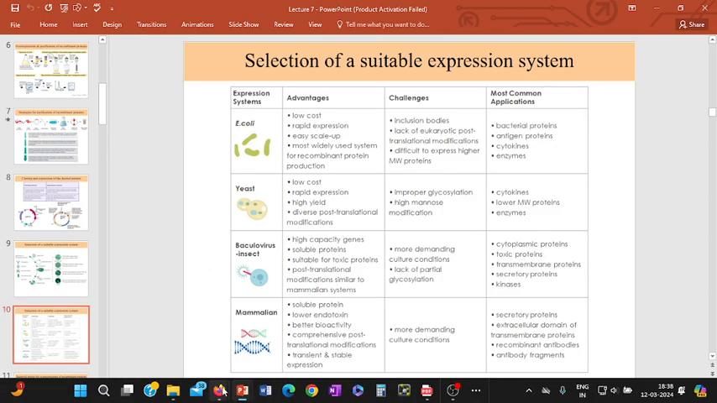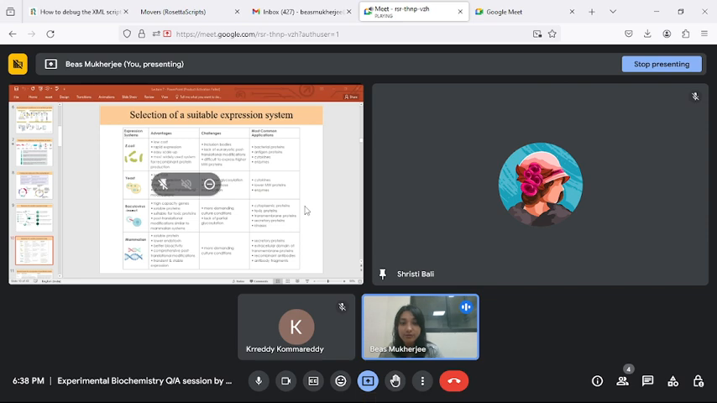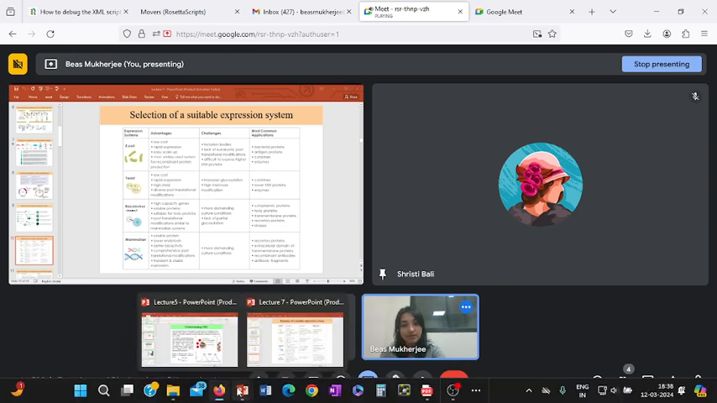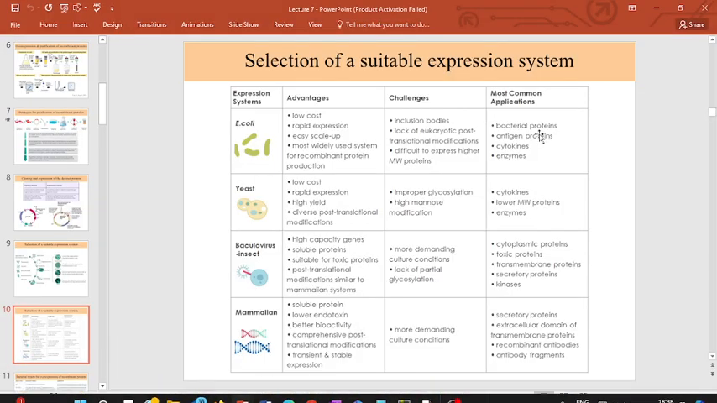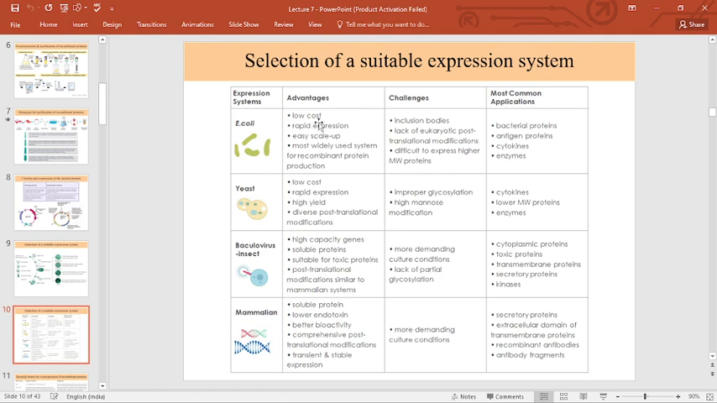So, there is this table. In this table, you can have a look and know what the different kinds of host expression systems are, what their advantages are, what the challenges are, and what the common applications are. So, I told you everything in a gist, right? See, everything is given here. This is very useful, so take a look at this whenever you get time.